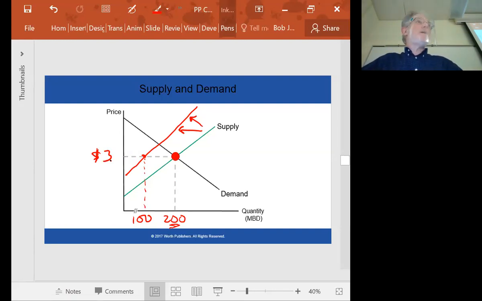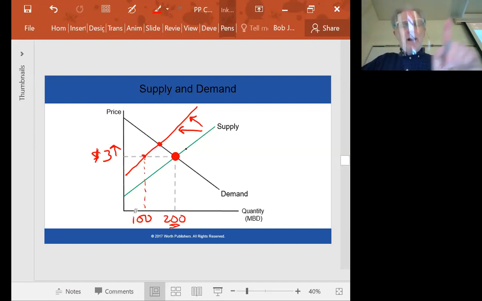100,000 hamburgers. And when you have a shortage in a free market, automatically the price starts to go up. So the price is going to go up. Where is it going to go? Well, it's going to go to the new equilibrium. And the new equilibrium will always be at the intersection of the new supply curve and the demand curve.